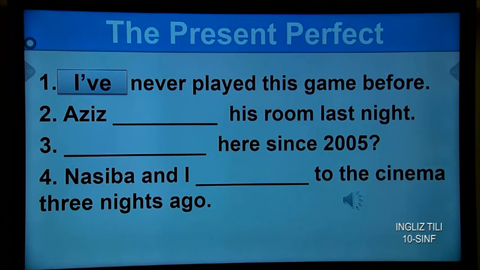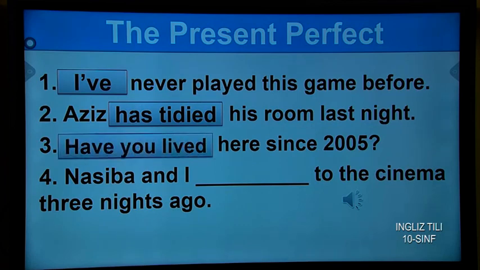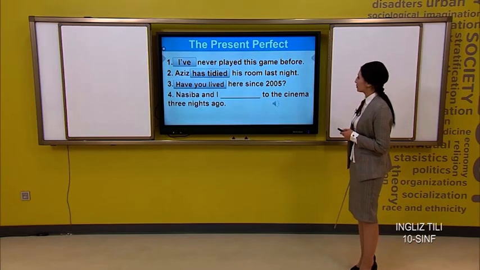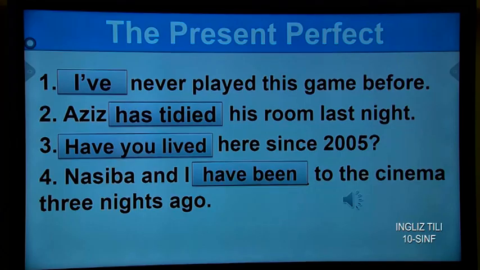Thank you, dears. Let's check together. The second, Aziz gap his room last night. Aziz has tidied his room last night. The third, here since 2005. Have you lived here since 2005? Fourth, Nasiba and I have been to the cinema 3 nights ago.